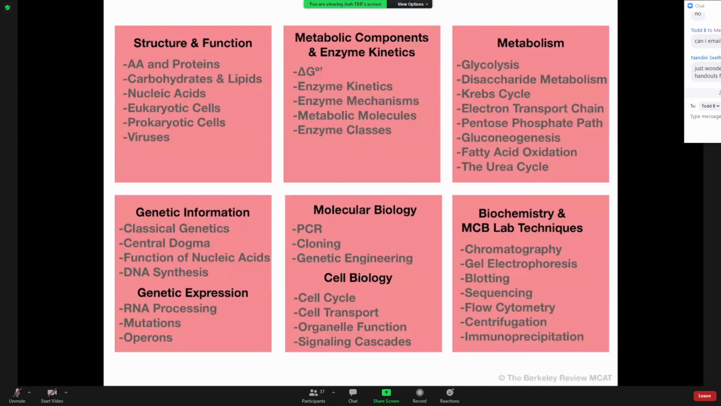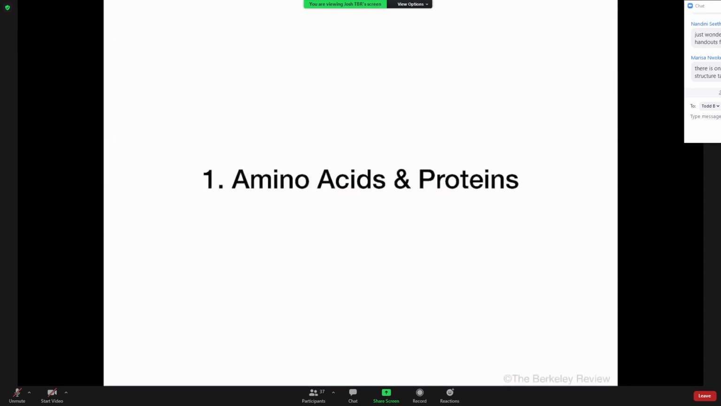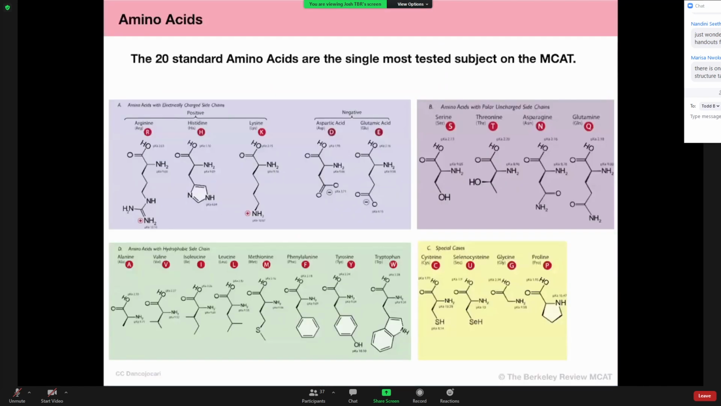Now, for this class, we are going to go over amino acids and proteins again. I know that you had an amino acids and proteins lecture, but that had more of an organic chemistry focus. And so today we're going to go for more of a biochemistry, structure and function focus. And amino acids are the single most tested subject on the MCAT.